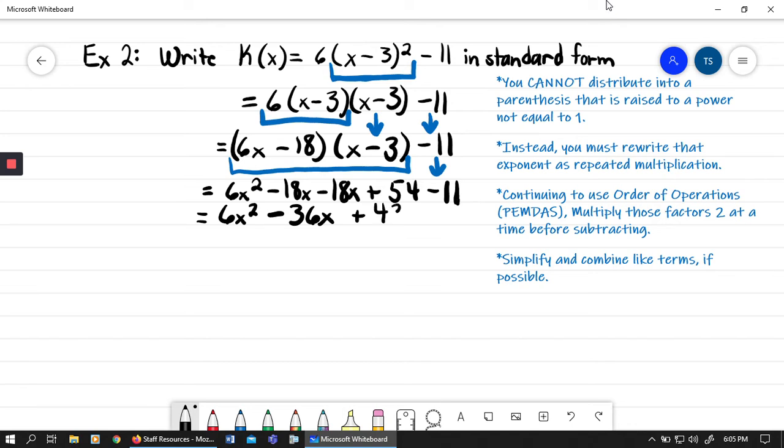All right, and now we can say that this particular function has been rewritten in standard form. Again, that standard form is that form ax squared plus bx plus c. And again, it is in that form. And technically, it is still written as k of x equals that. Okay.